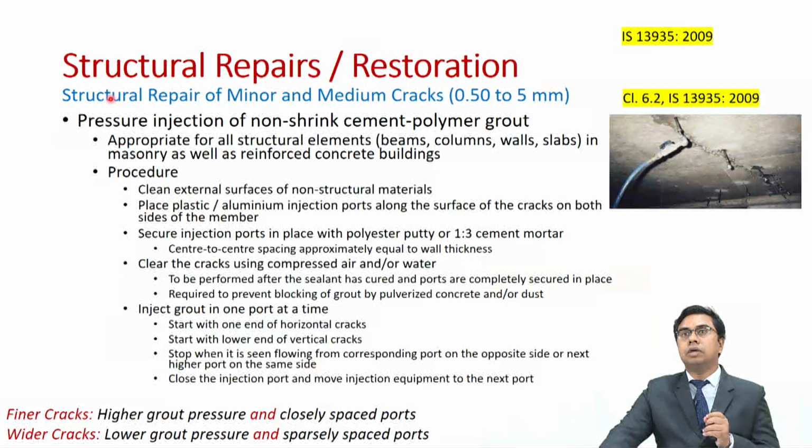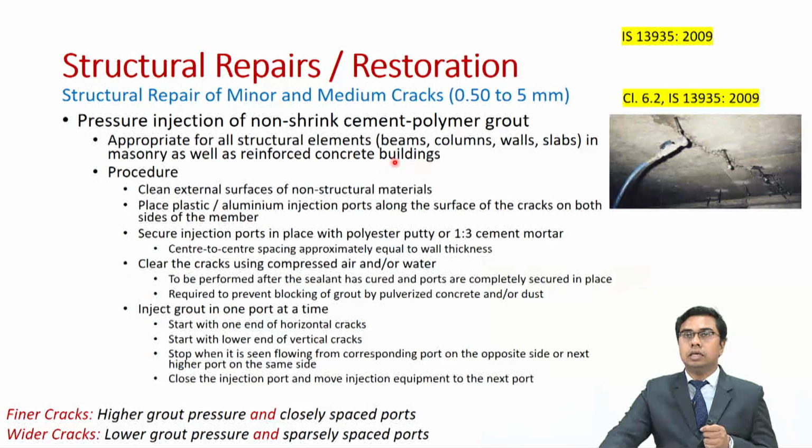So, let us first look at the structural repair of minor and medium cracks, that is, where the crack width is ranging between 0.5 and 5 millimeters. For minor and medium cracks, in this case mostly we have the solution as pressure injection of non-shrink cement polymer grout, and it is appropriate for all the structural elements, even in reinforced concrete buildings, apart from masonry buildings.